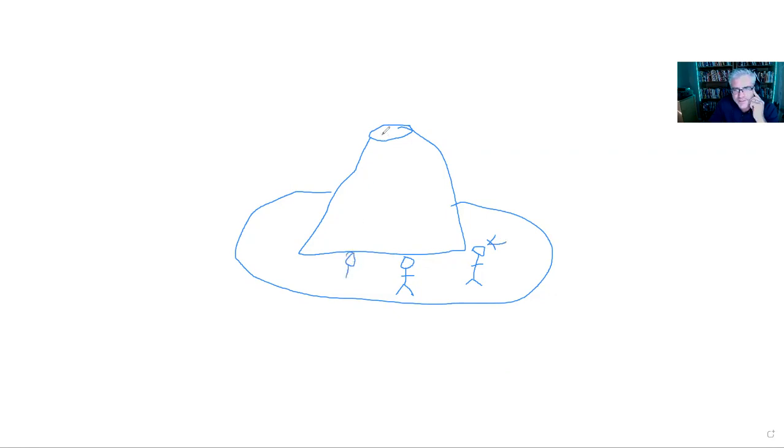This is starting to look like a hat. Why did I draw a volcano, for crying out loud? I wanted to draw a mountain. Okay, you got all these bozos here on the island.